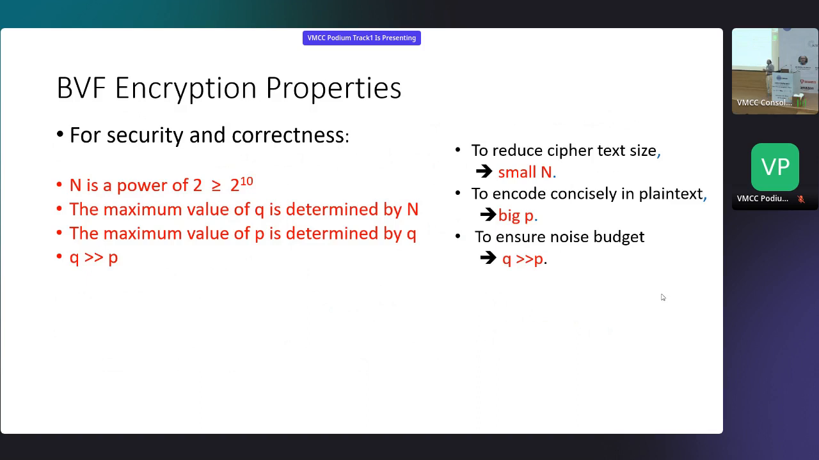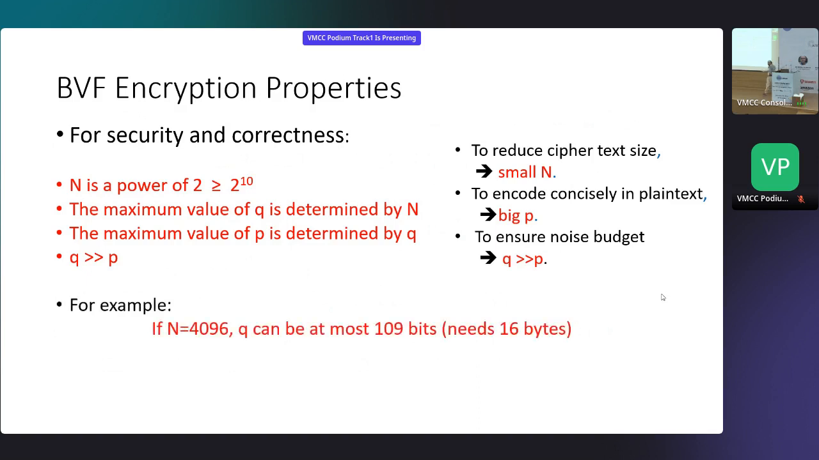So to reduce the ciphertext, I would like small N's. However, to encode concisely in plain text, I need big P's. But then Q has to be much bigger than P. So I have a problem of sizes of numbers. Remember, all this has to be bits and bytes. So let's assume N is 4K. It's not bad. Based on these, then Q can be at most 109 bits, which really translates to 16 bytes. Keep these numbers in your mind. This puts a constraint on P, because remember, Q must be much larger than P, so we already decided what Q is, so now P cannot be bigger than 19 bits.